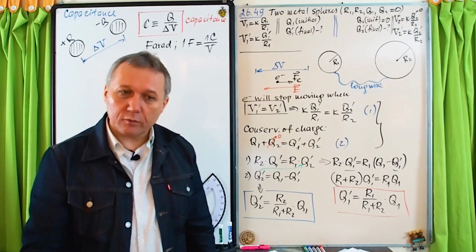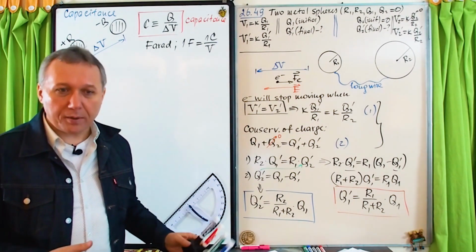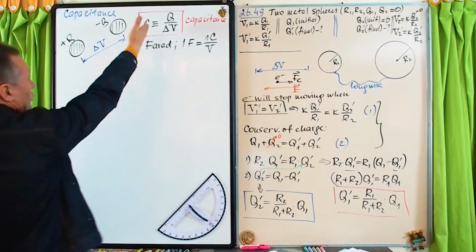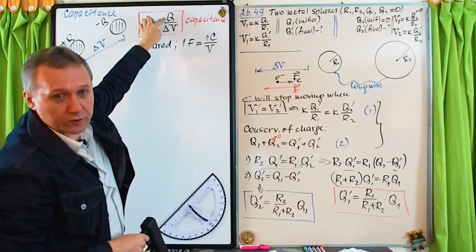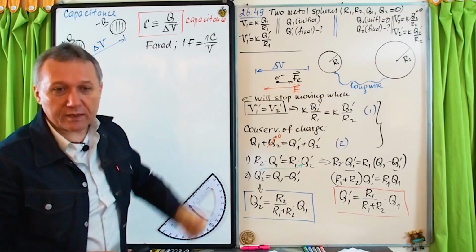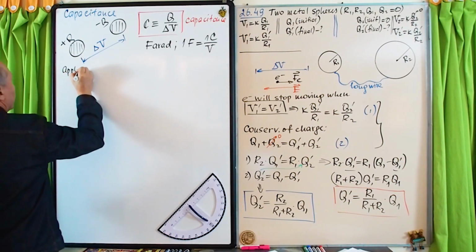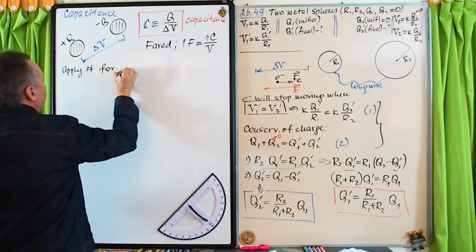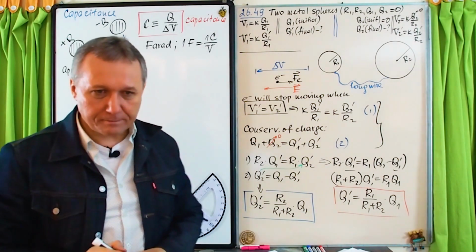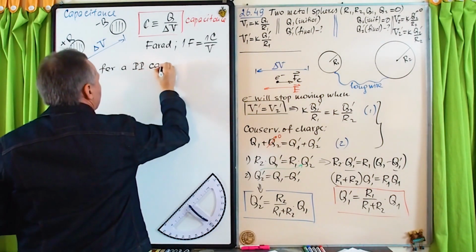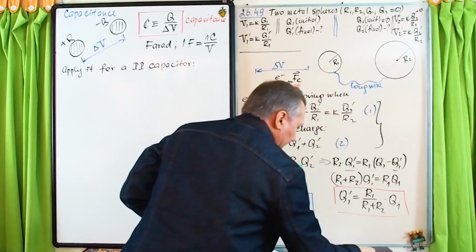But since we use the parallel plate capacitor very often, let's find the capacitance of a parallel plate capacitor. We just need to apply this formula. We need to write some expression for the charge, something for delta V, and see what we can get out of that ratio. So let's apply it for a, I will abbreviate, a PP capacitor, a parallel plate capacitor. Too much to write.